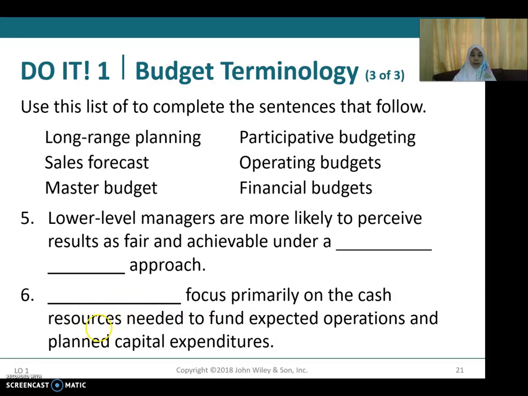What about this one? The lower level managers are more likely to perceive results as fair and achievable under what kind of approach. So this one, because you take into consideration the lower level managers, they are involved in that, so you will have participative budgeting, right? And then the last one, focus primarily on the cash resources needed to fund expected operations and plan capital expenditure. So what is that? So that is your financial budgets. So that is your financial budget.